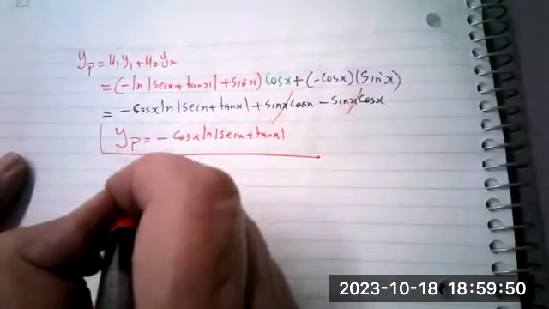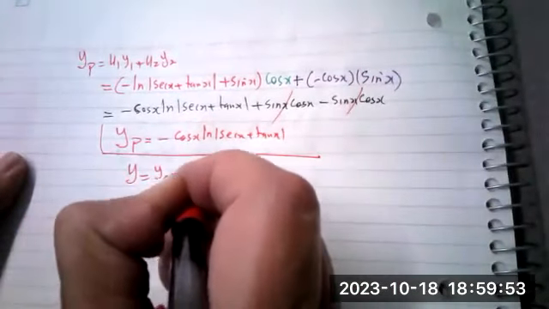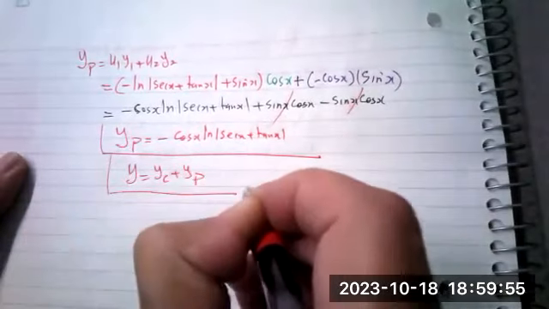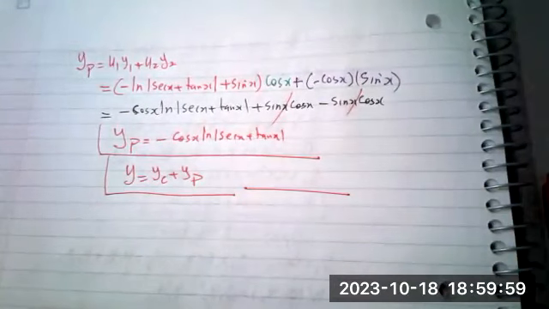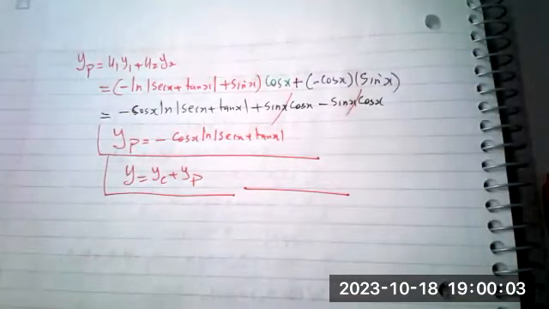So the general solution is yc plus yp. And you are done with the variation of parameters. Yes? Which one? For the y? No, yp is one particular solution. yp is one solution, but yc plus yp is the general solution.